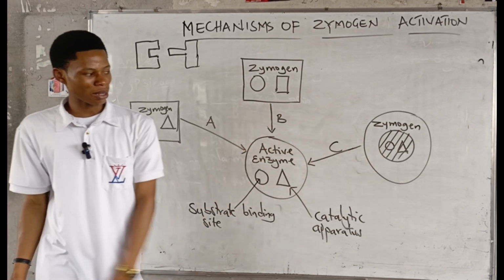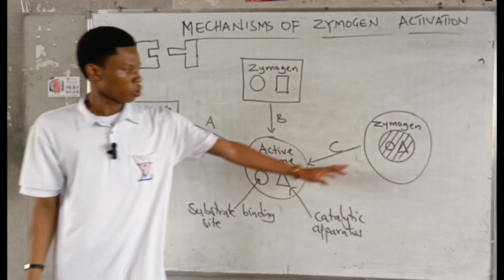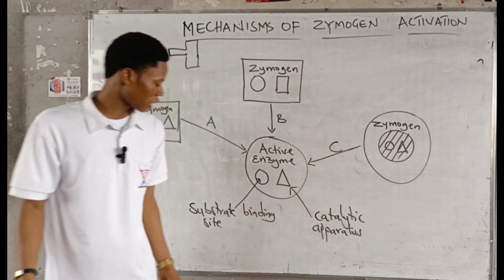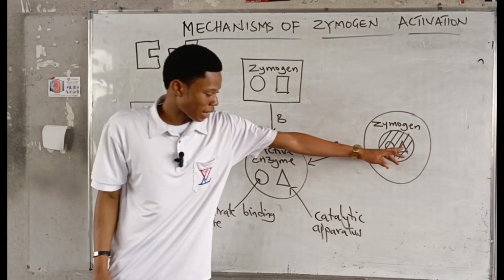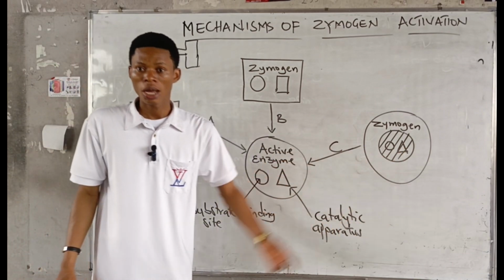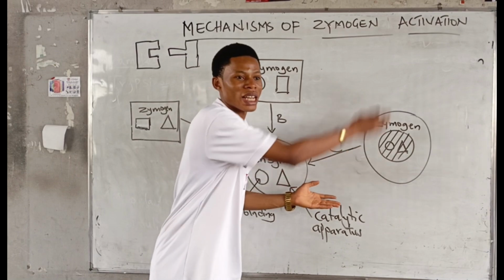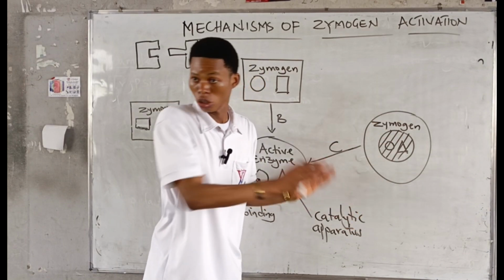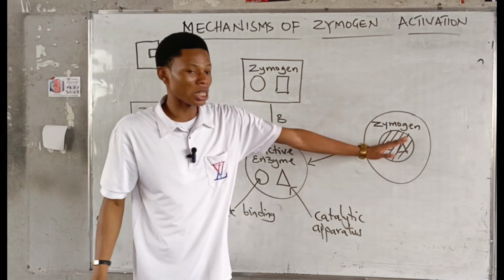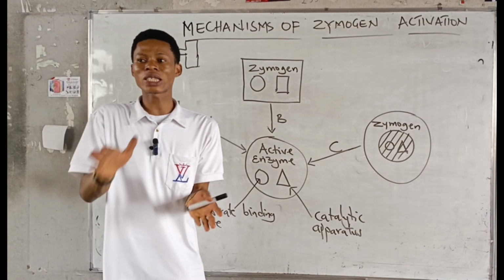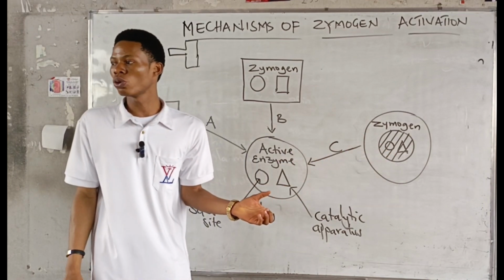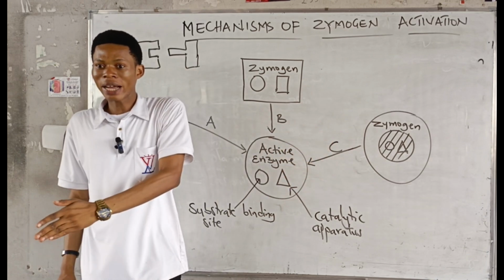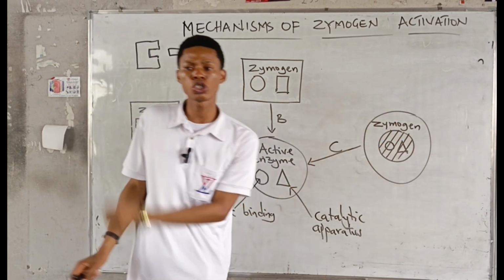Yes. In the third mechanism, what do you notice? The shapes of the substrate binding site are the same, right? Yes. The catalytic apparatus are also the same. Yes. But there is an occlusion, something that is covering it. That is what we are representing with this line. There is an occlusion, something that is covering it. So for us to activate this zymogen, what do we do? Remove the blanket, right? Remove the occlusion.